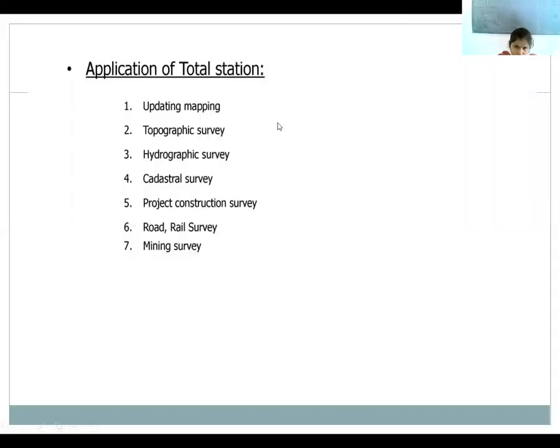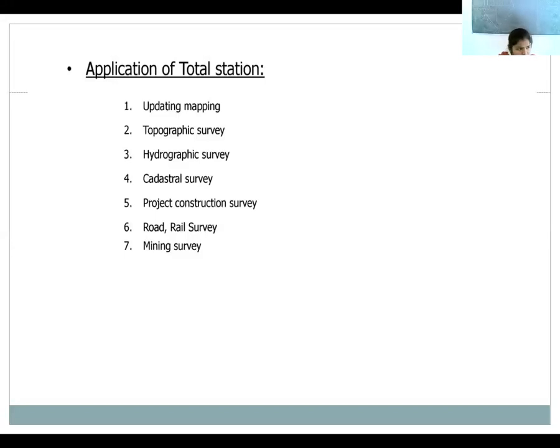Now we study the advantages and disadvantages of the total station. Firstly, we study the advantages of the total station. There is quick setting of the instrument on a tripod due to the laser plummet. Then greater accuracy can be obtained with a total station. When the job is finished, it reduces the time. It measures distances up to 3 km to 5 km.